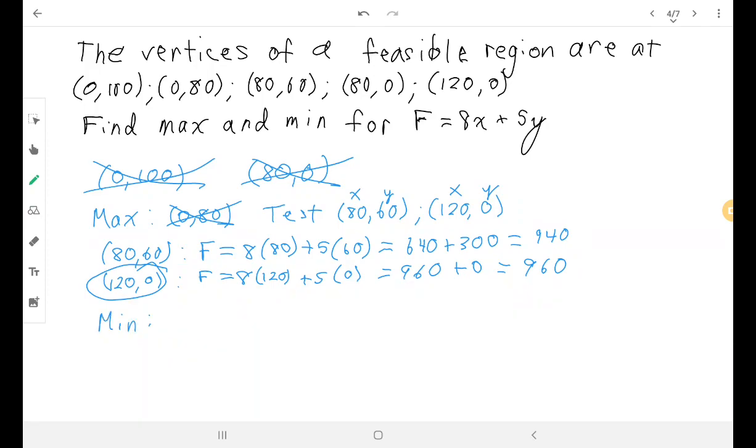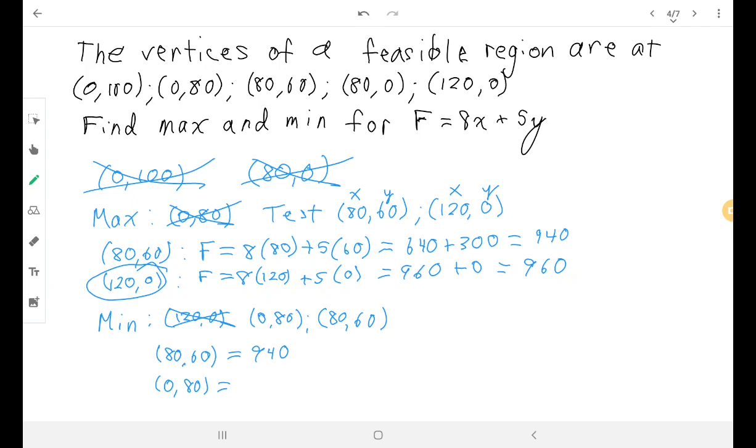Now for the minimum, I can certainly throw out the maximum, and the other 2 that I can throw out immediately, so all I have to test is 0, 80 and 80, 60 to see which one's smaller. And I've already done 80, 60, so I shouldn't have to do that again. It's 940. And then I just need to do 0, 80.